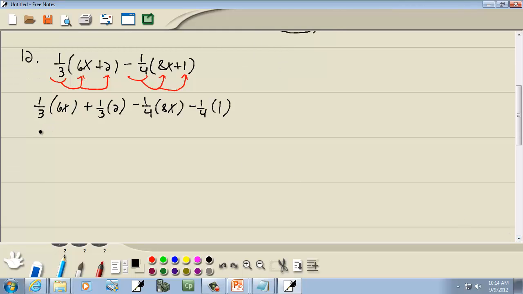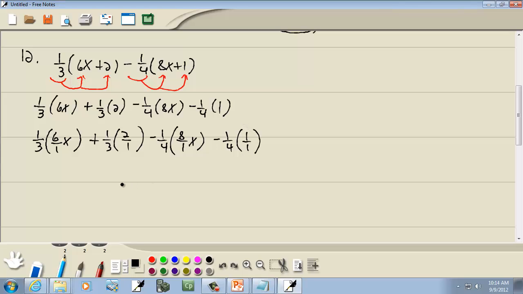A lot of people have trouble with fractions, so let me put this in a little bit more user-friendly form. I'll put the 6 over 1. If you're going to multiply fractions, they both should be fractions. I'll put this as 2 over 1. I'll put this as 8 over 1. Now notice the variable I'm not putting up there because it really doesn't matter because we're just going to multiply numbers together. And then 1 over 1.